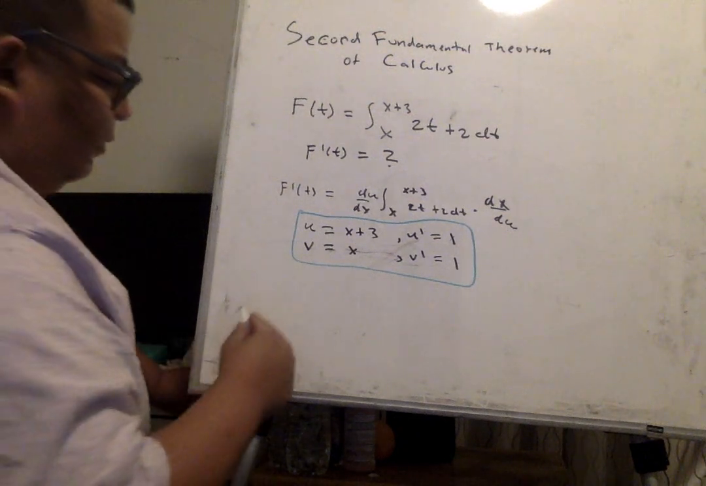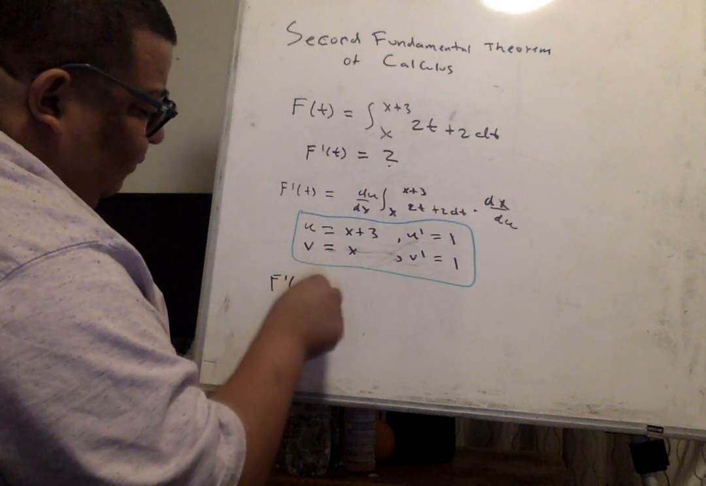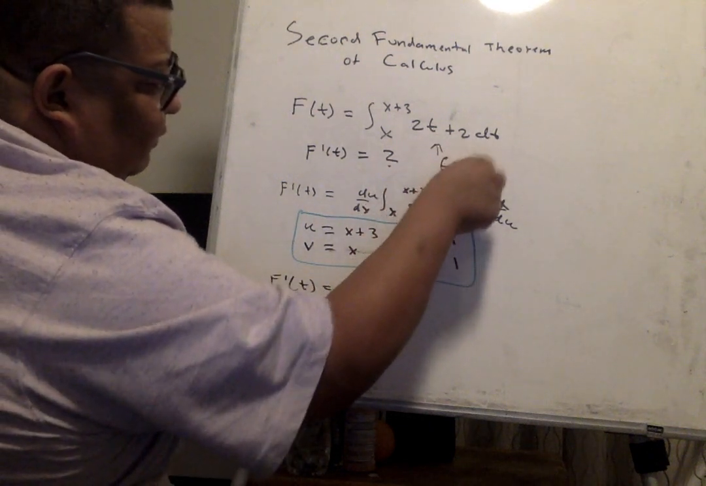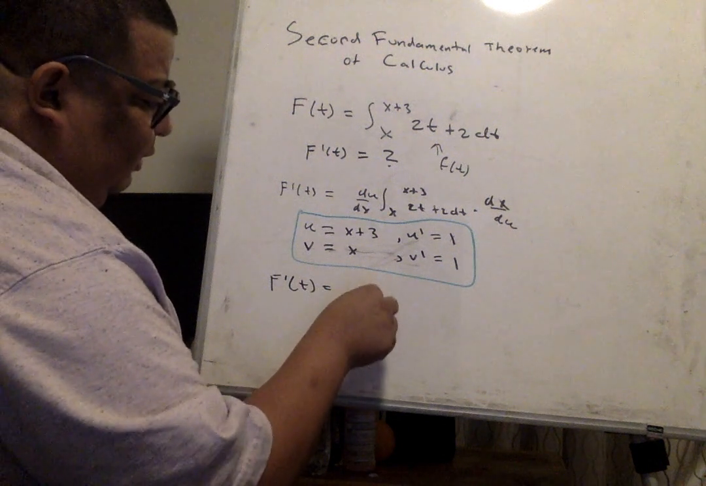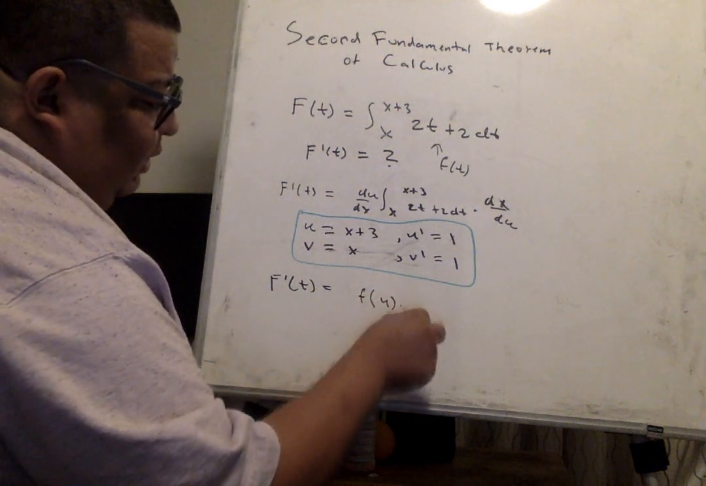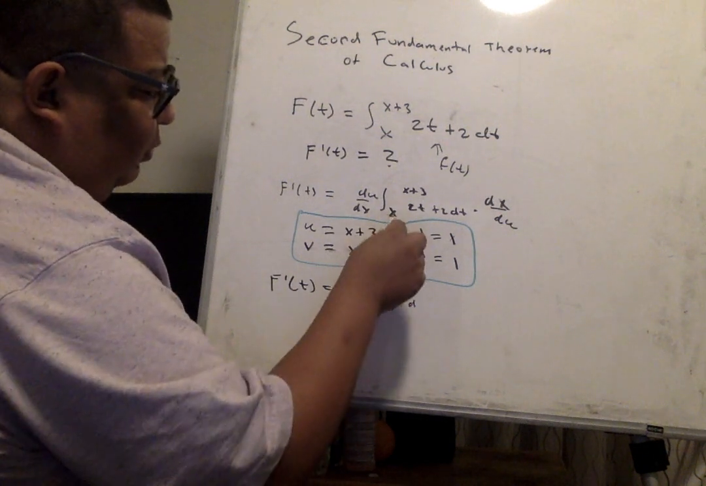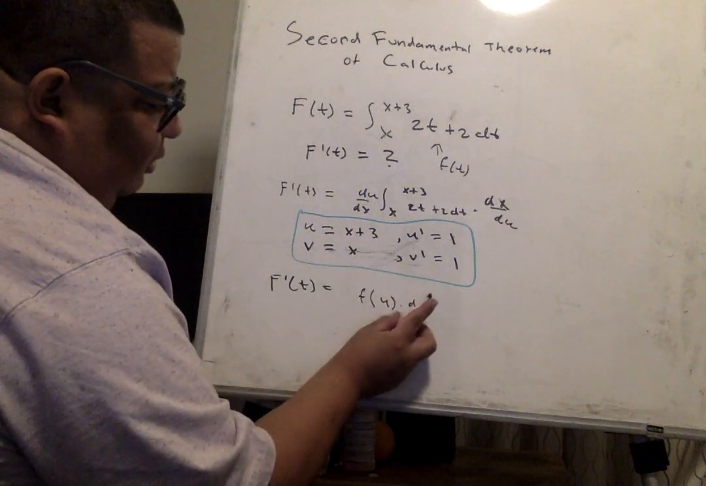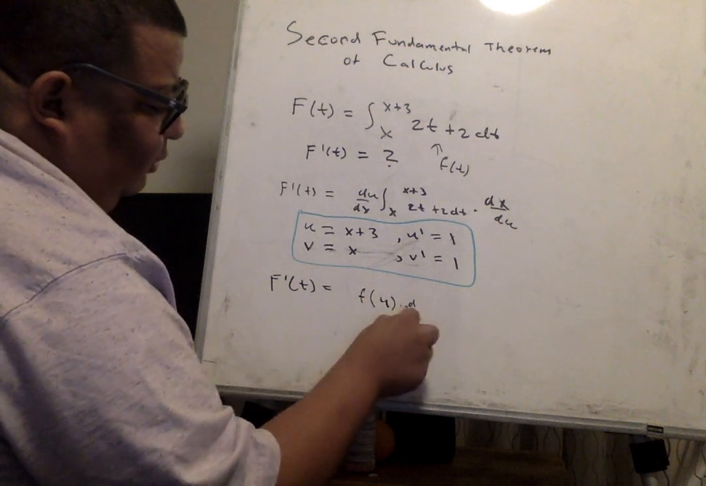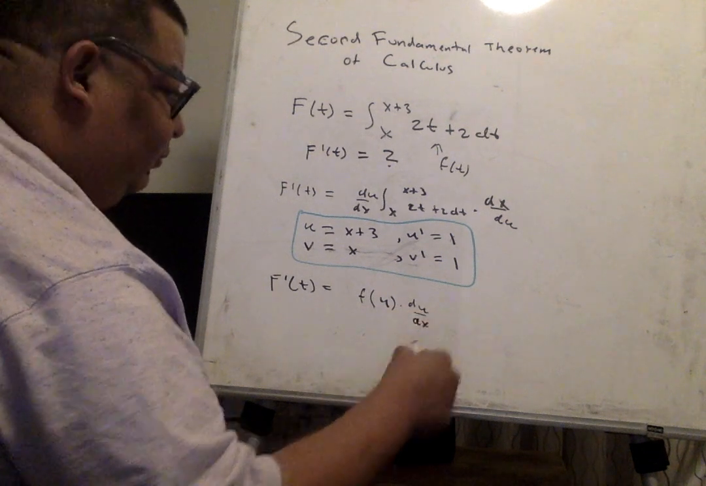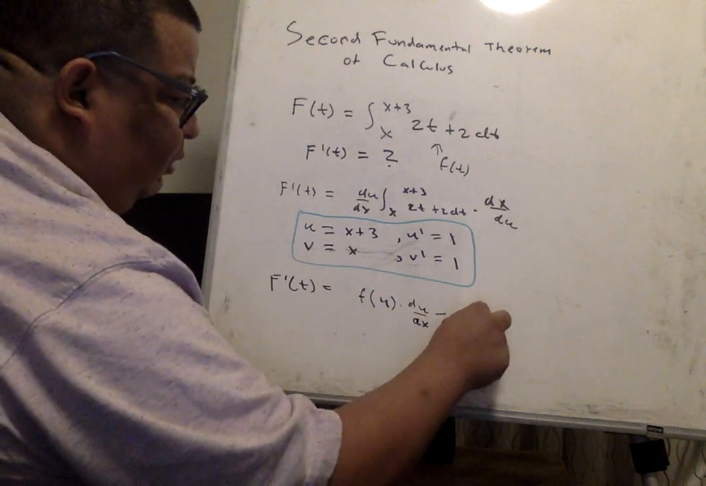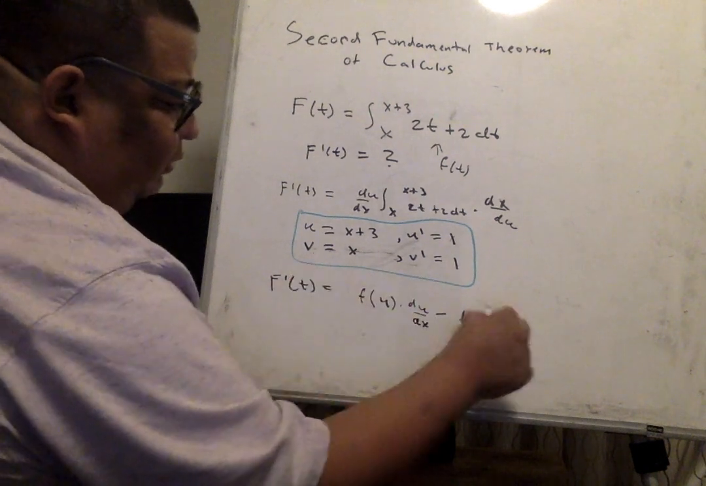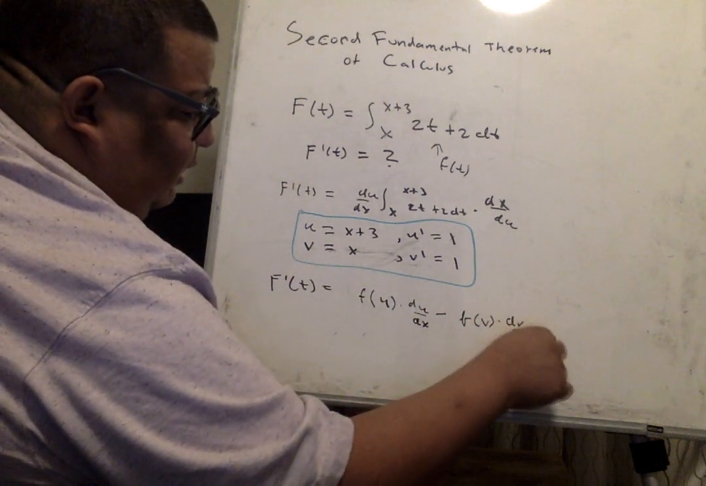So our answer is gonna be F prime of t equals, so this is little f of t, so we're gonna call it f of u times du dx, where u is the upper one, x plus 3, minus f of b, which is the lower one, times db dx. So that should give us F prime.